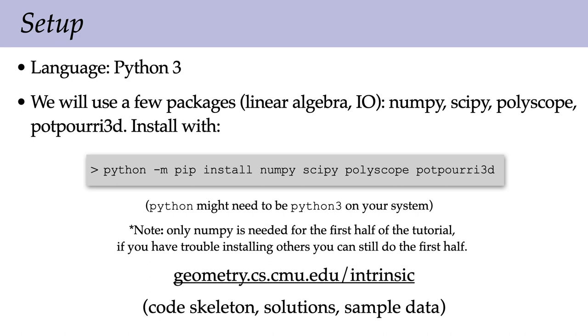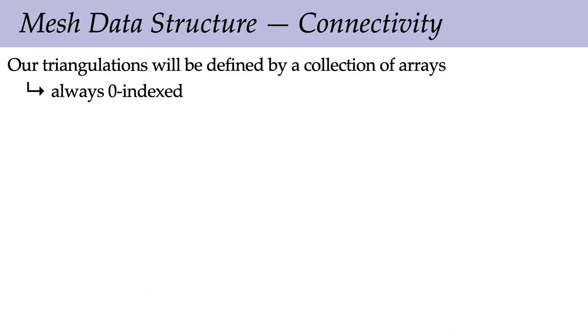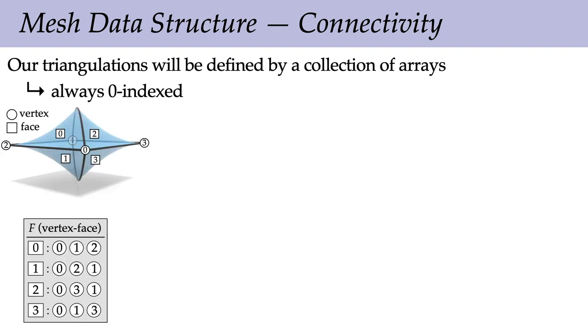So before we dive into implementation, I want to refresh a few of the basic data structures that are going to play a role in these algorithms, and then we'll start walking through methods one at a time. The first important data structure that we'll be thinking about are the connectivity arrays that represent how the elements of a mesh are connected to one another. We'll always use array-based implementations of connectivity, and these arrays will always be zero indexed, at least within this tutorial.